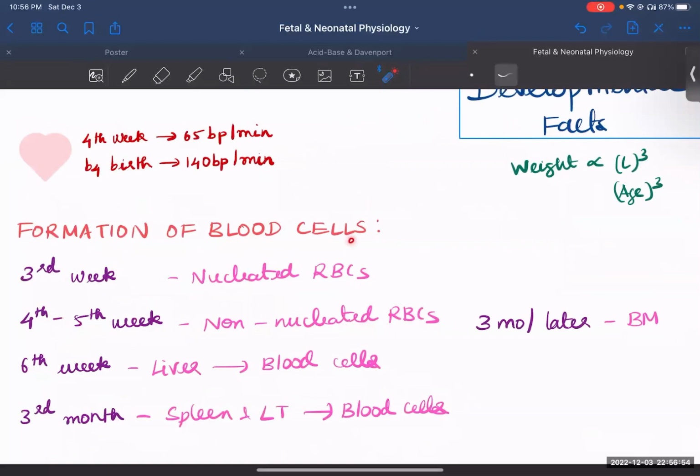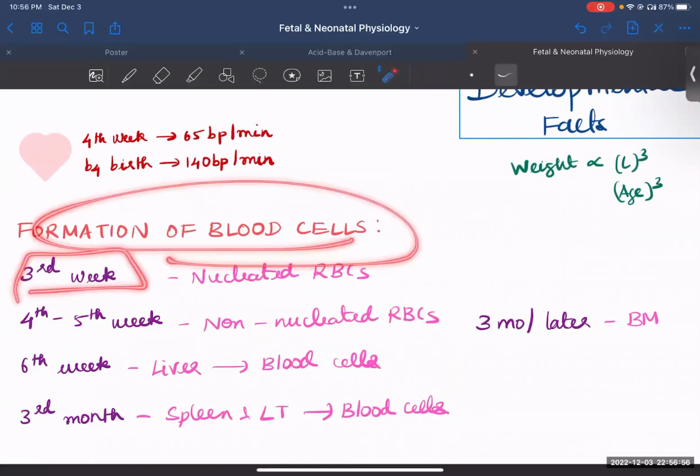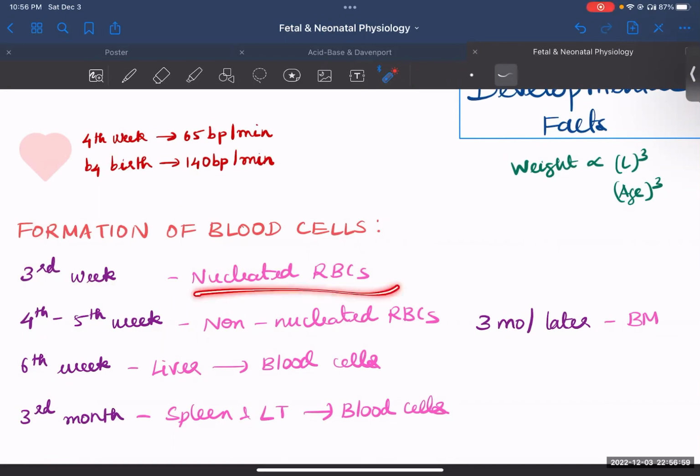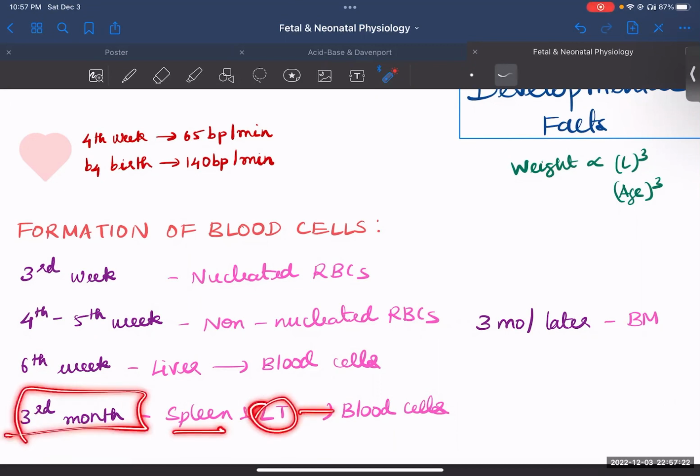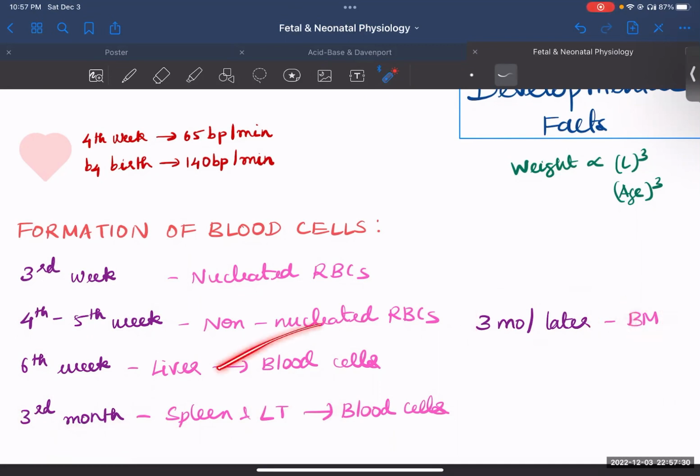Now, what about formation of blood cells? In the third week of pregnancy, you will have the appearance of nucleated RBCs. Now, if you recollect, RBCs are not nucleated; they are enucleated. So these nucleated RBCs will become non-nucleated RBCs by the fourth or fifth week. In the sixth week, the liver will start producing blood cells like your RBCs and WBCs. In the third month, your spleen and lymphoid tissue will start producing your blood cells. And finally, after 3 months or later, your bone marrow will take over. So first your liver, second your spleen and lymphoid tissue, and finally your bone marrow will take over.